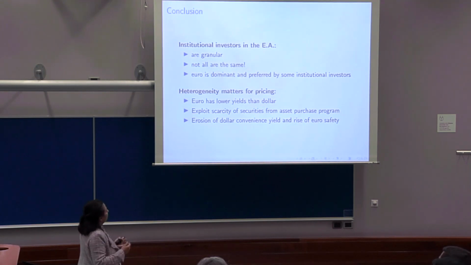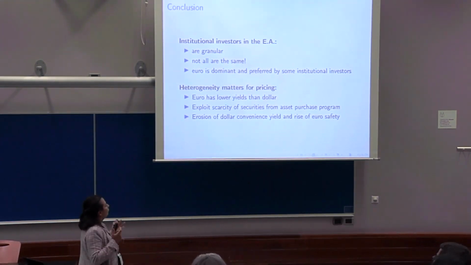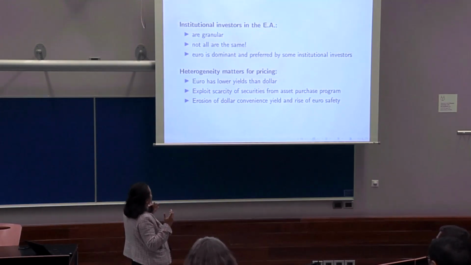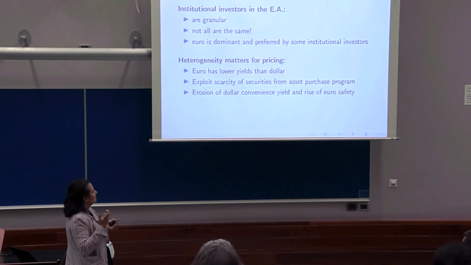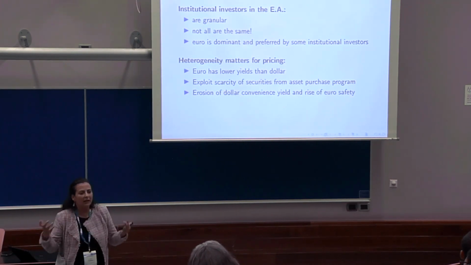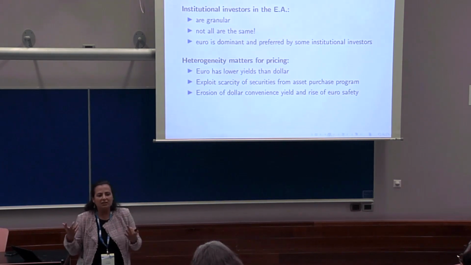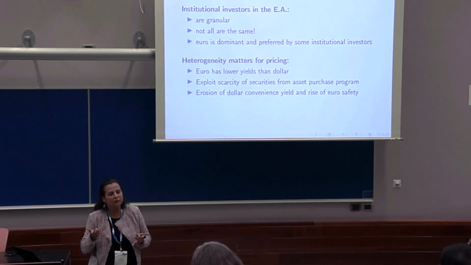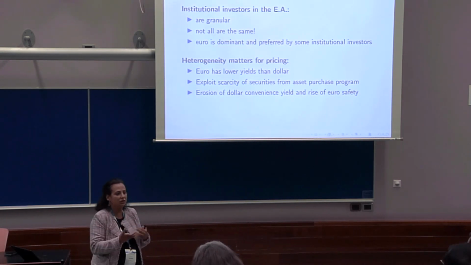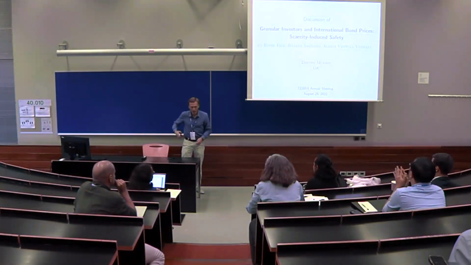So what we see is that the euro is dominant and preferred by some institutional investors, and this heterogeneity matters for price. Euros are going to have a lower yield than the dollar, and this is going to generate the scarcity of the security, driven by the scarcity from the asset purchase plan. During the period that we analyzed, 2012 to 2021, what we observe for the euro area investor is an erosion of the dollar convenience yield and a rise of euro safety, driven by these segmentations between institutional investors and the asset purchase plan. Thank you.